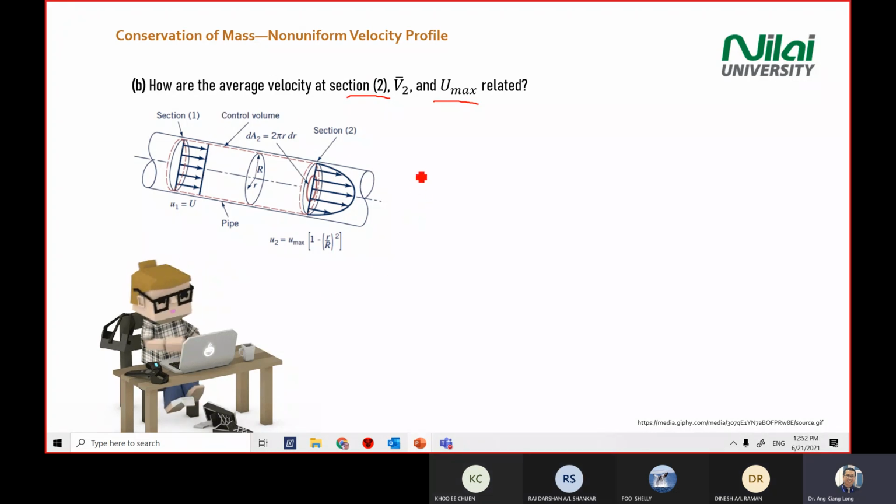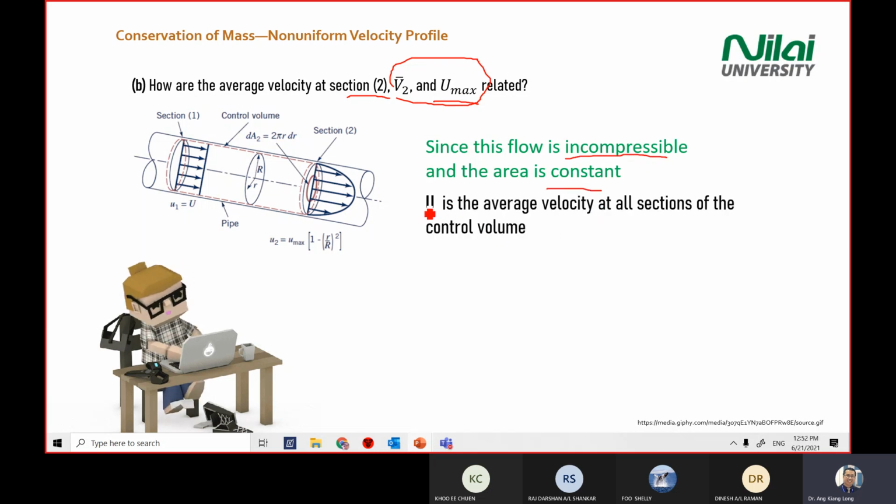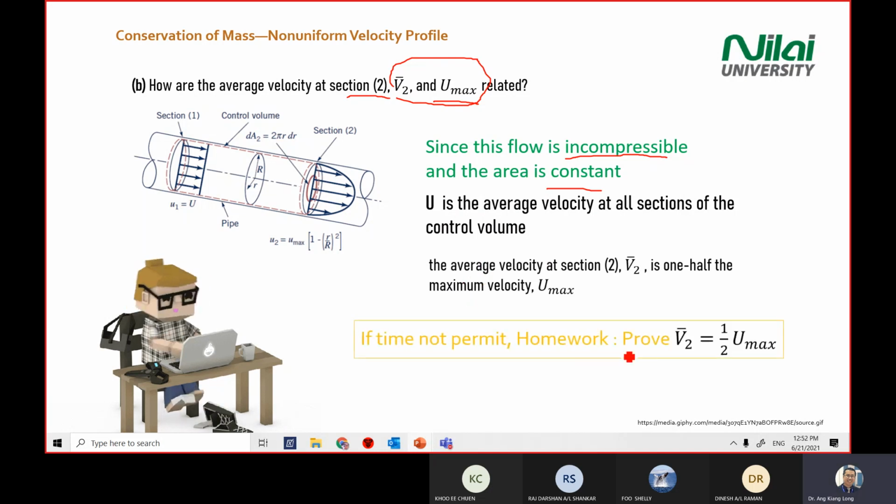Okay. So for section 2, V2 and u max are related. We want to relate the average velocity with u max. Since it's incompressible and the area is constant, we can write u in this form. We can use this general equation. Okay, later I will explain how to. In the slide, I already prepared the derivation steps.